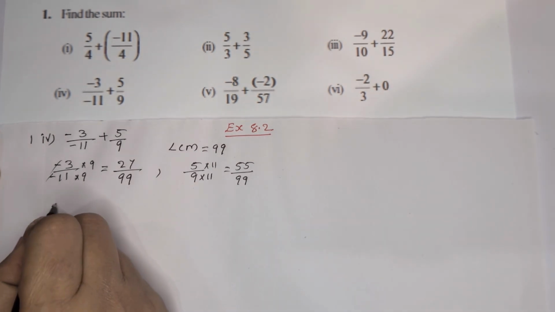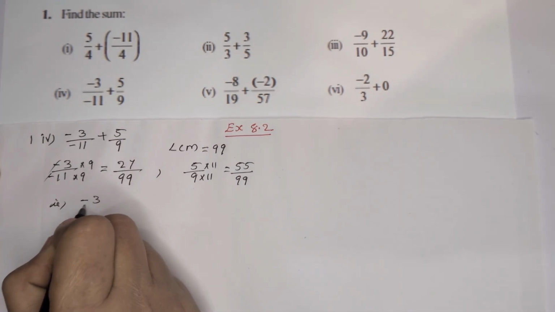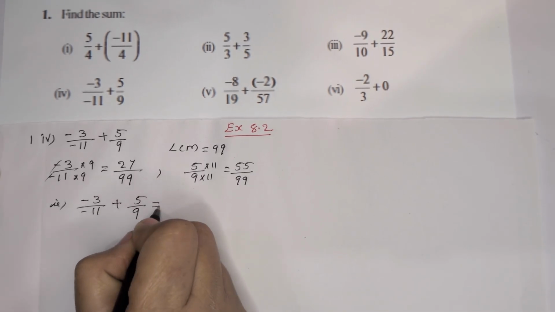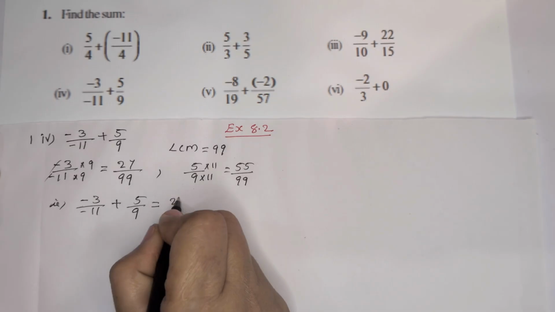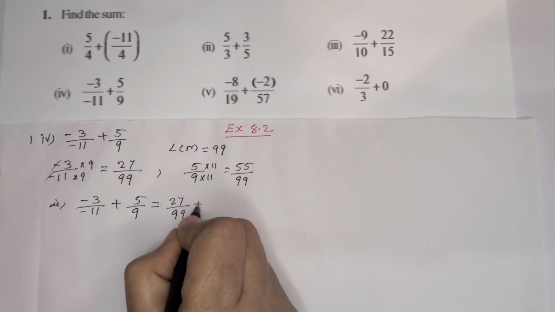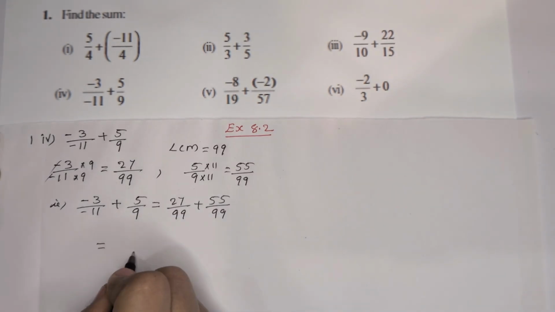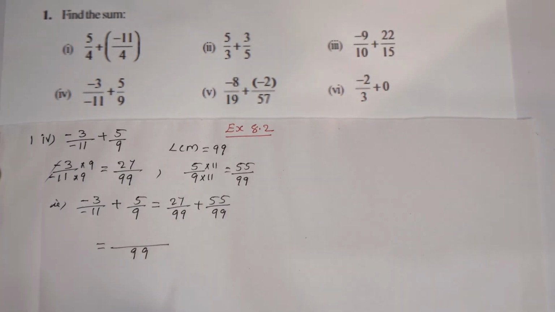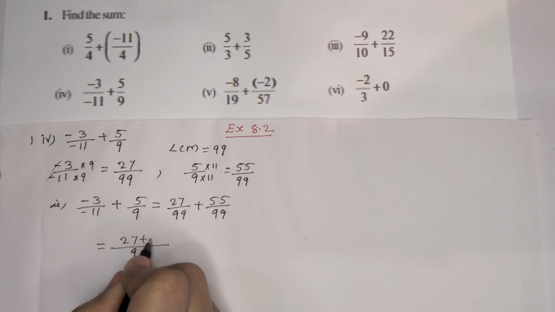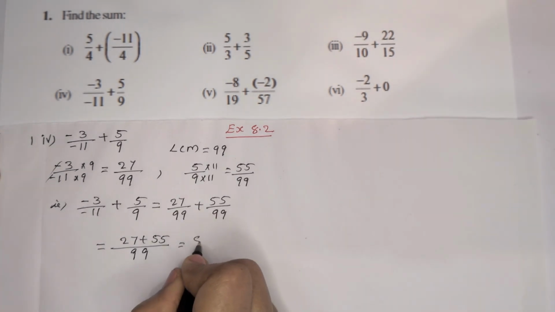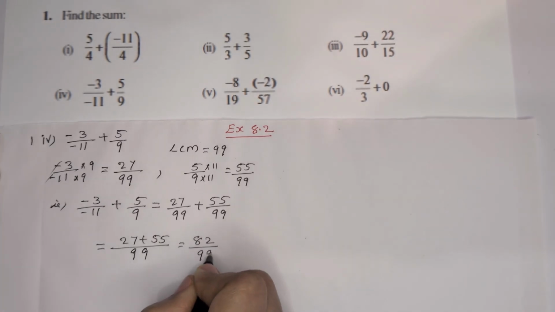When we are adding that, according to the question, minus 3 by minus 11 plus 5 by 9, which is equal to, first number 27 by 99 plus 55 by 99, which is equal to, now 99 is the common denominator, and 27 plus 55, we will get that as 82 by 99.